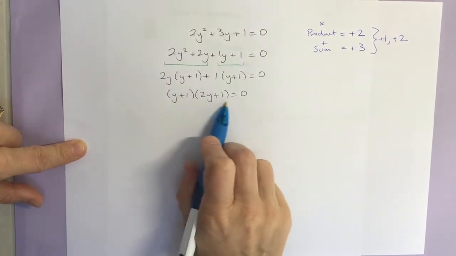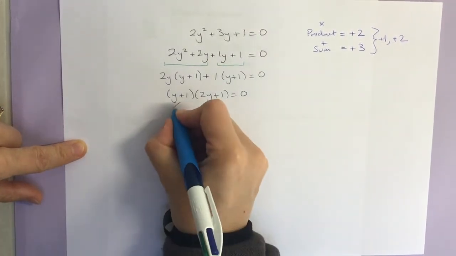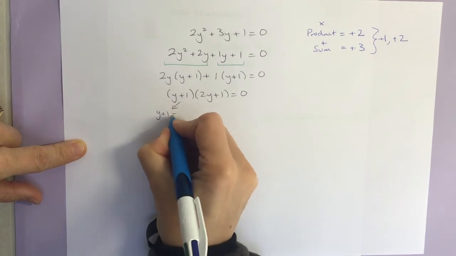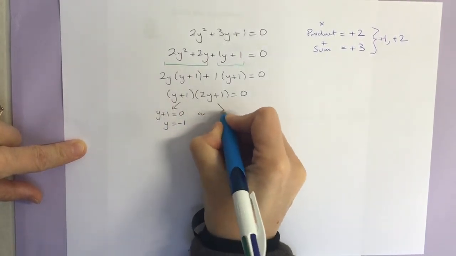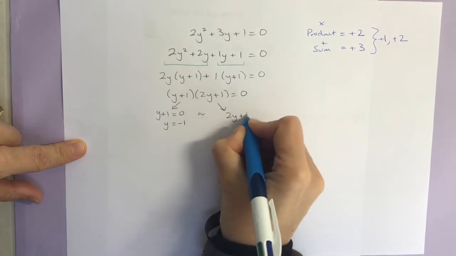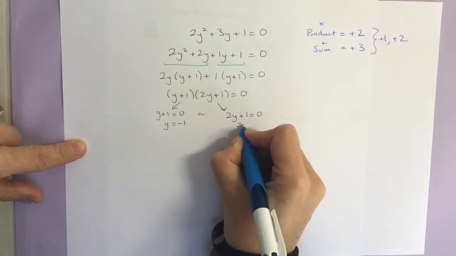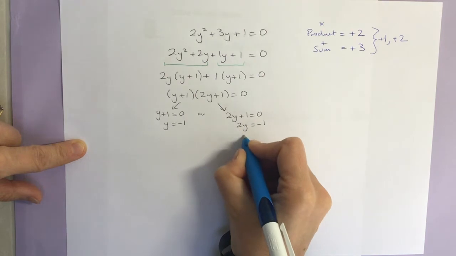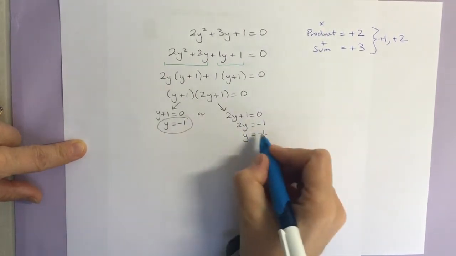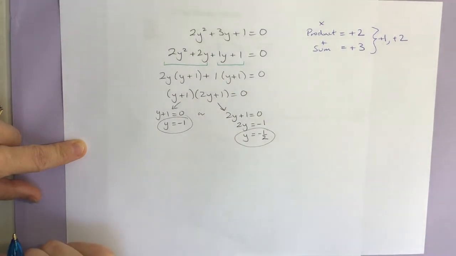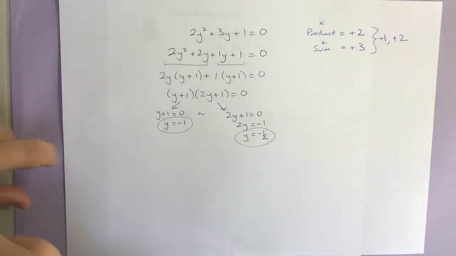So finishing my factorisation. And now I've got to solve this to find my y values. So y plus 1 is equal to 0. Take 1 away. y is equal to minus 1. Or from this bracket, 2y plus 1 equals 0. Take 1 away. 2y equals minus 1. Divide by 2. So y is minus a half. So there's my 2 y values. Again, we mustn't stop there. I'm almost there, but I'm not quite finished.